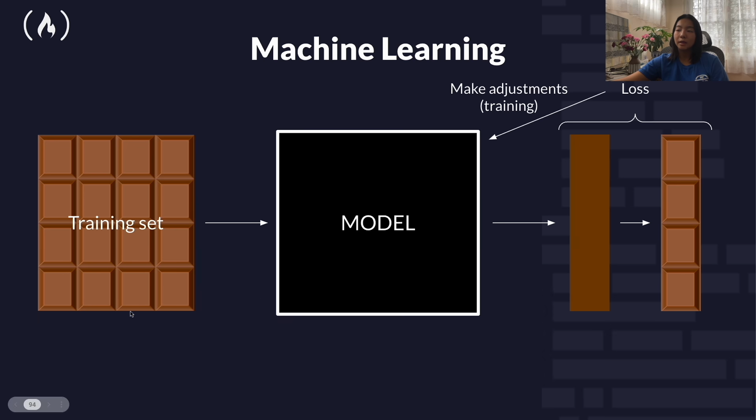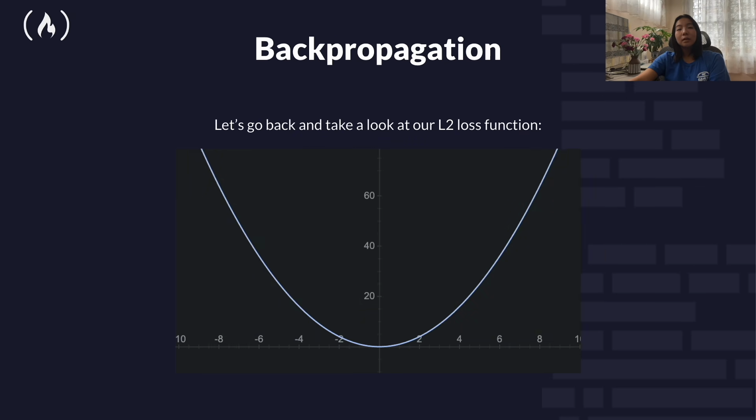So this is the training set, the model, the loss, right? And then we do this thing called training where we have to feed the loss back into the model and make certain adjustments to the model to improve this predicted output. Let's talk a little bit about the training. What exactly goes on during that step? Let's go back and take a look at our L2 loss function. This is what our L2 loss function looks like. It's a quadratic formula, right?